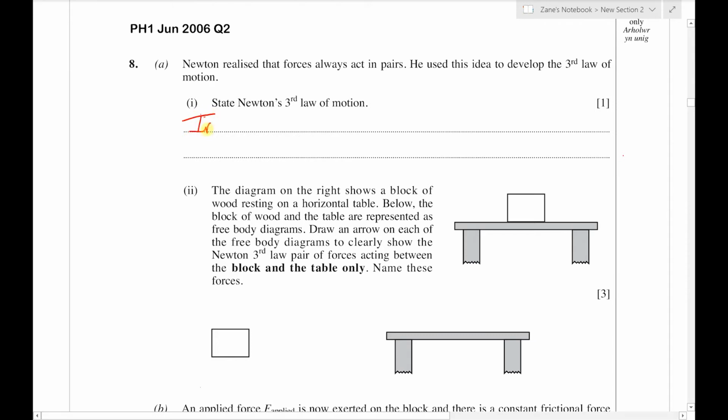If object A exerts a force on object B, that's our action, then object B exerts an equal and opposite force on object A. That's our reaction.